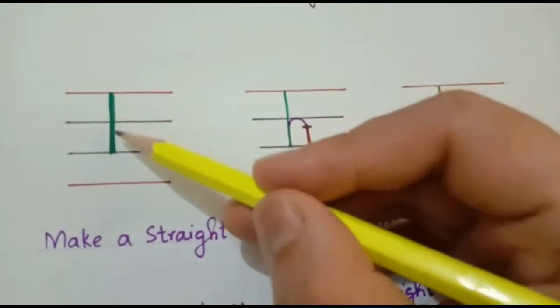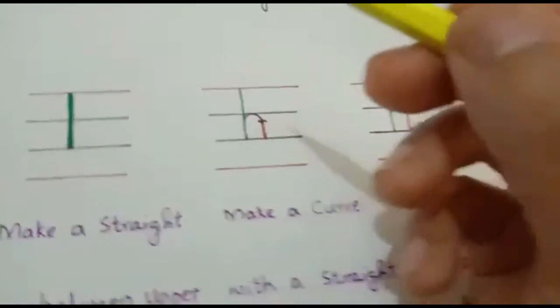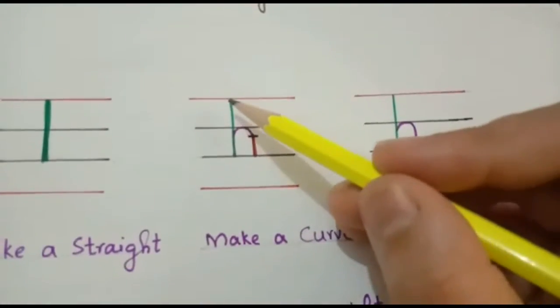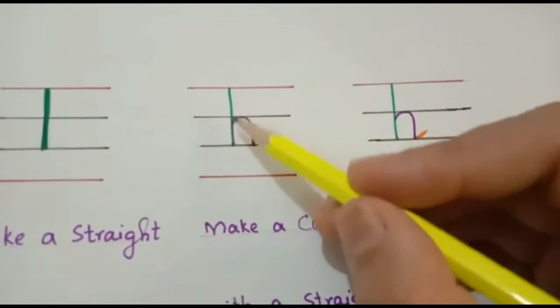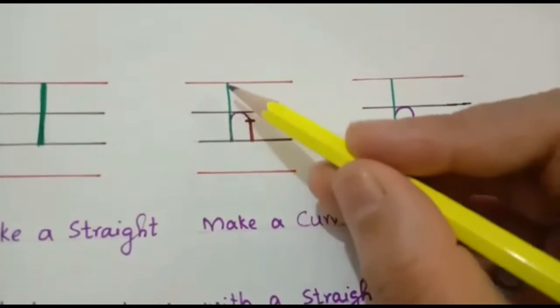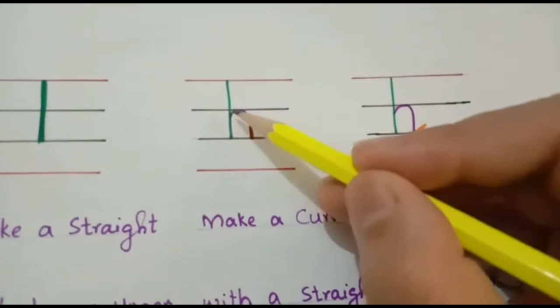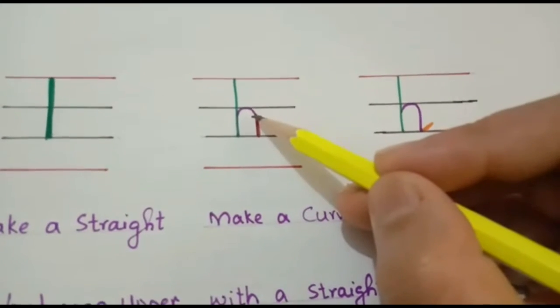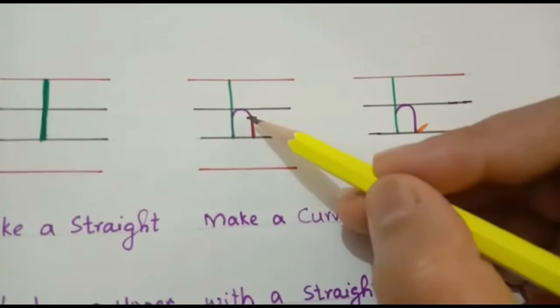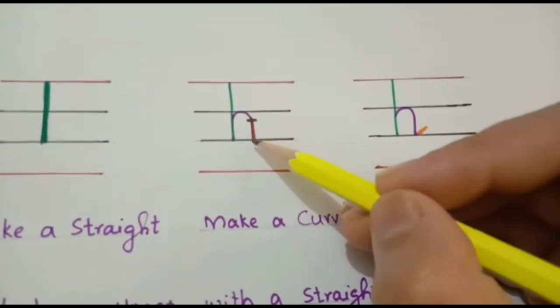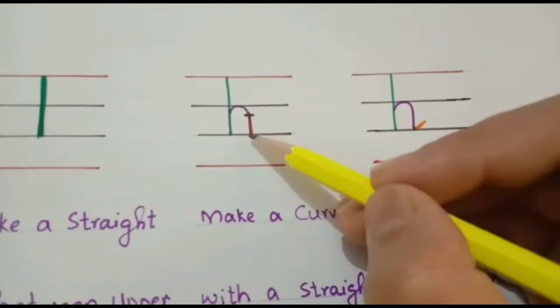First you will make a straight line. Okay, now next, yes, you will make a little curve with this straight line like this. This is a small curve. Okay, and in the next step you will come down with the help of a straight line, right?